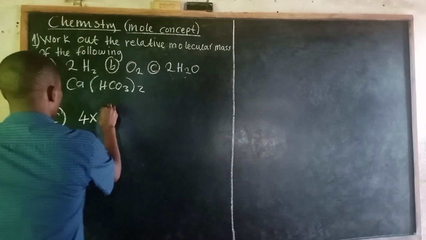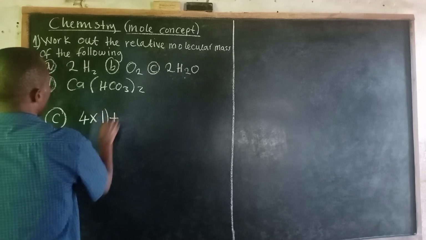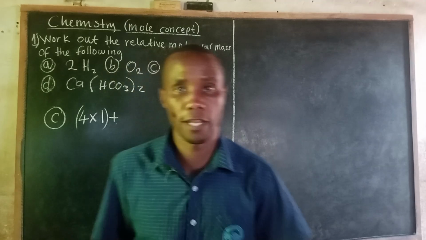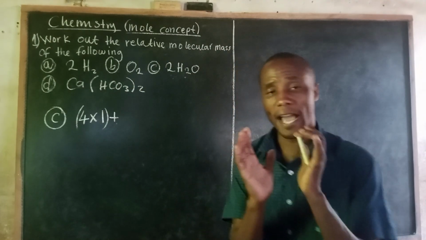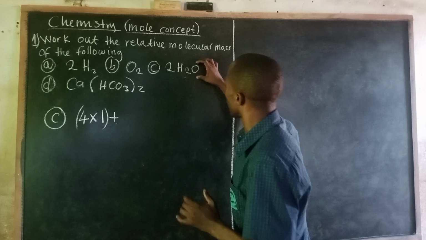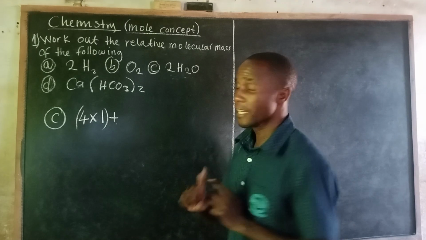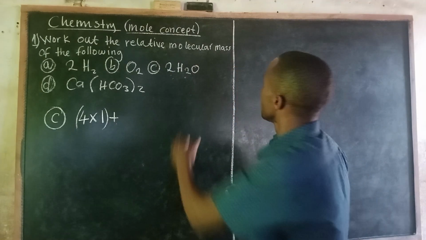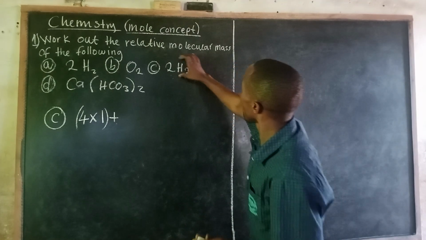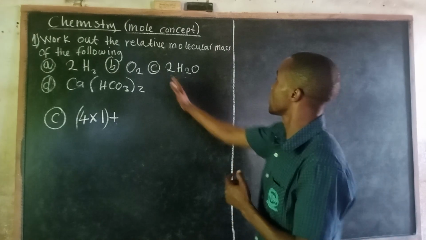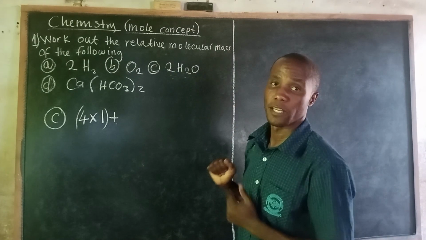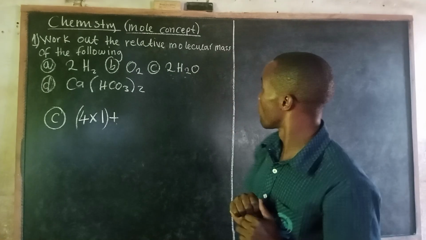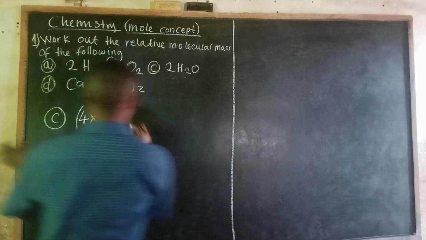So 4 times 1, plus, you come now to oxygen. Again, you are going to identify how many atoms of oxygen you have. Here there is only 1 atom of oxygen. But remember, there is a 2 in front, so it means we have 2, because this 2 scatters over all these elements. Why? Because it is in front of these elements, so it also affects oxygen. So we have 2 atoms of oxygen, and we are going to write 2.